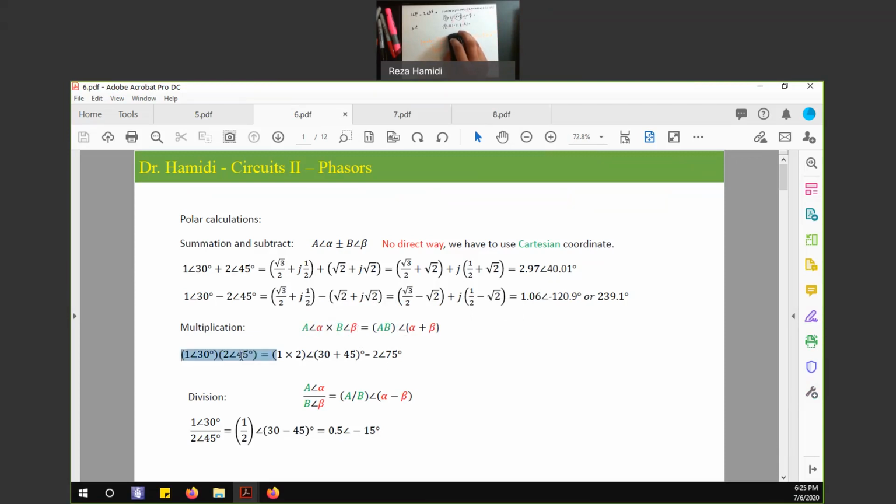Here, example. 1 angle 30 times 2 angle 45. 1 by 2, 1 by 2. Let me start annotation.